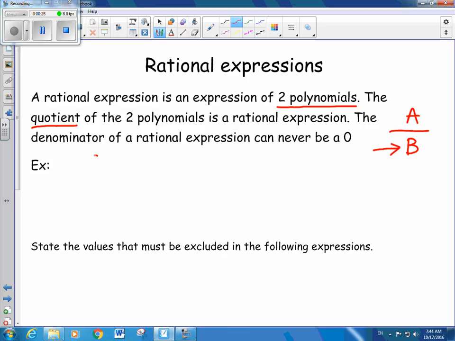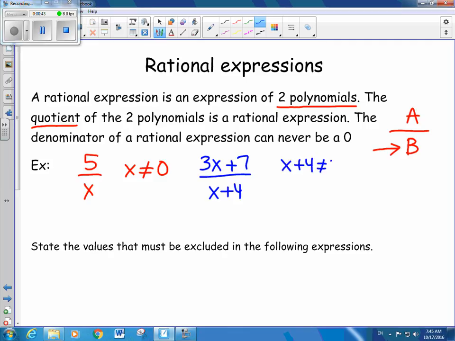For example, if you have 5 over x, x can never be equal to 0. If you have 3x plus 7 over x plus 4, that means that x plus 4 can never be equal to 0. And if we simplify that, we're going to get x can never be equal to negative 4.